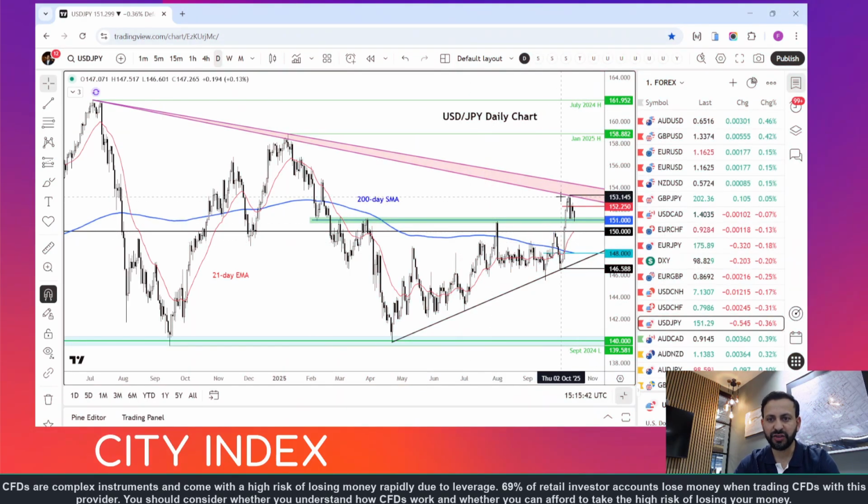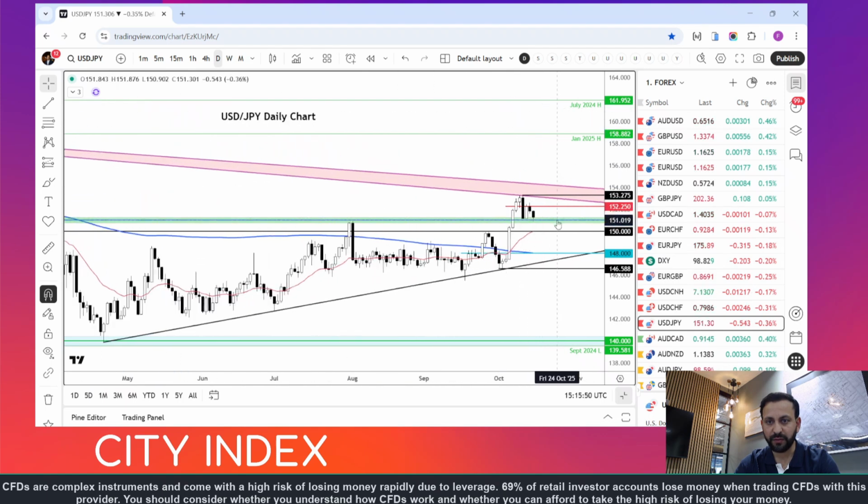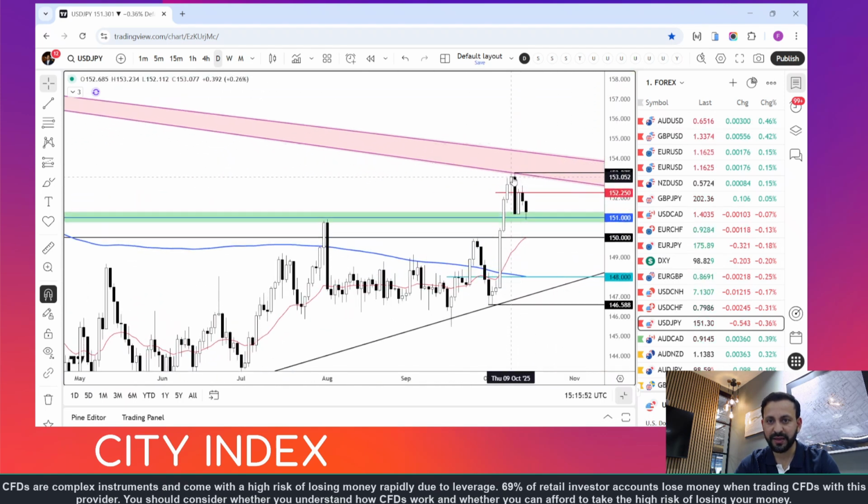Let's get into it. The dollar yen fell sharply on Friday of last week after testing this bearish trend line that has been in place since January of 2024. It formed a big engulfing candle here, although the downside has been limited so far as I zoom in. Support at 151 has held for the time being.